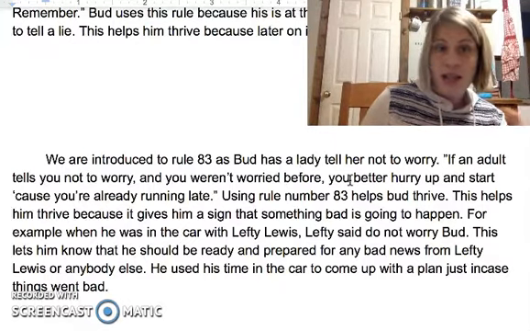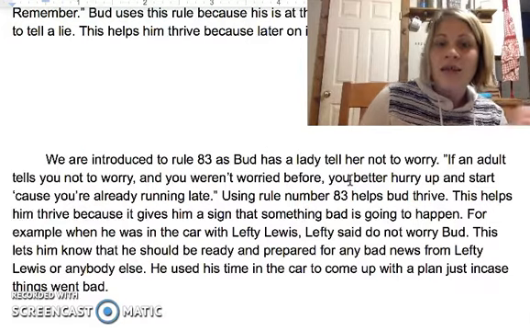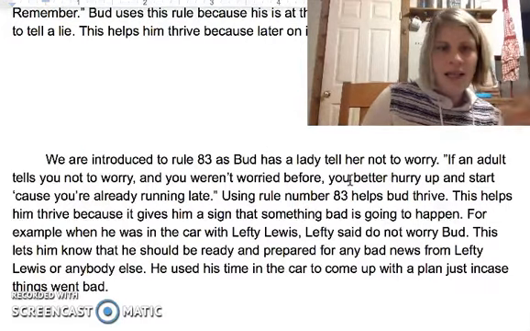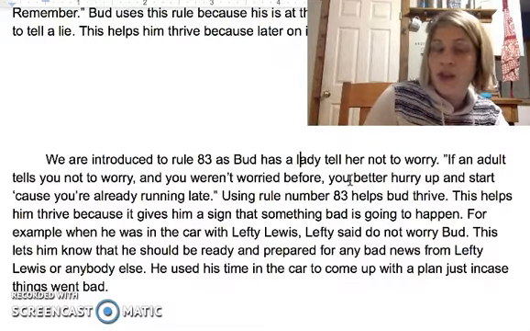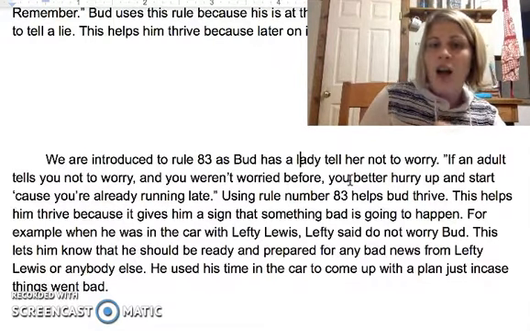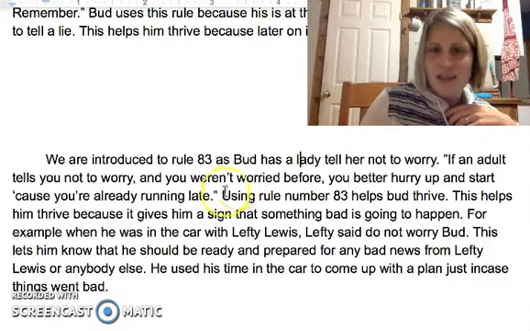For example, when he was in the car with Lefty Lewis, Lefty said, "Do not worry, Bud." This lets him know that he should be ready and prepared for any bad news from Lefty Lewis or anybody else. He used his time in the car to come up with a plan just in case things went bad.